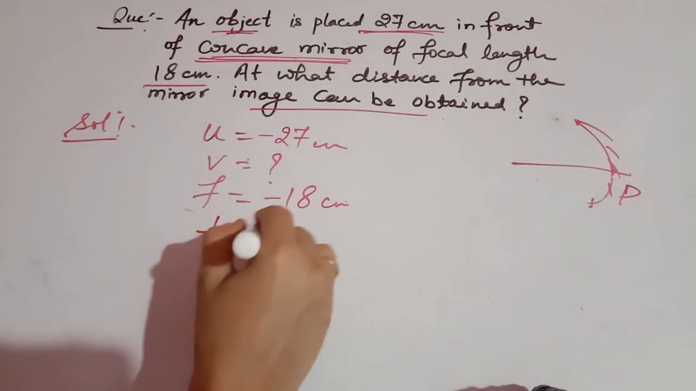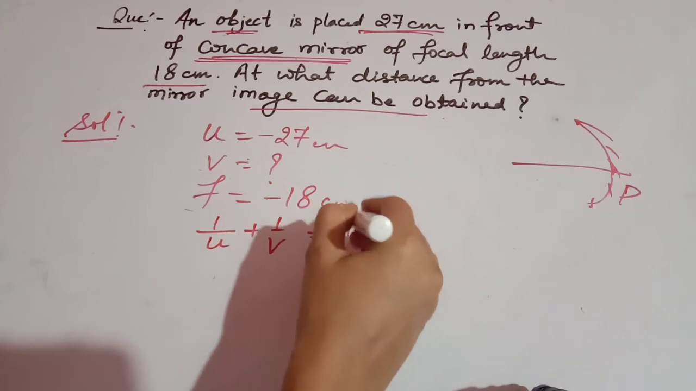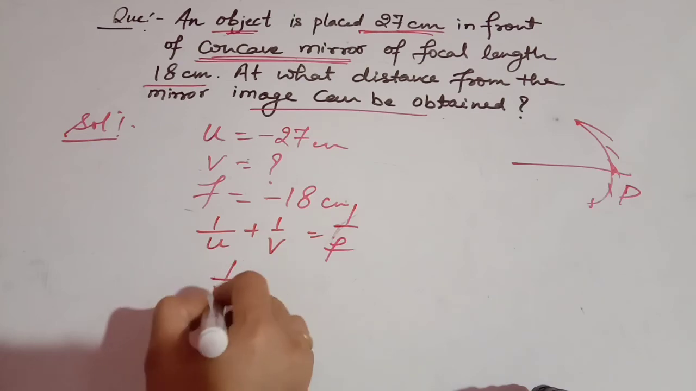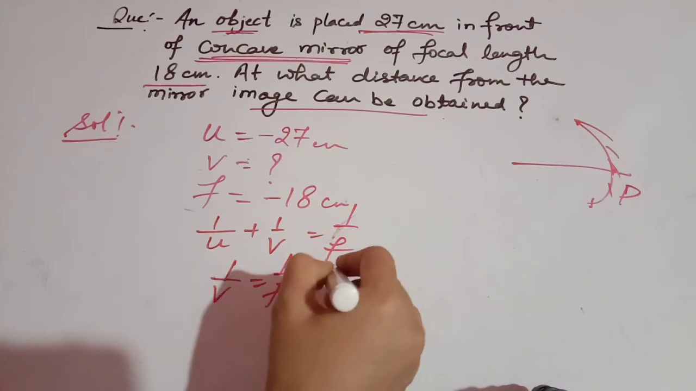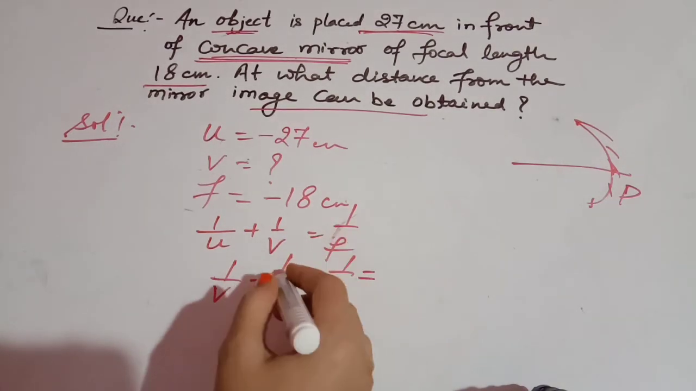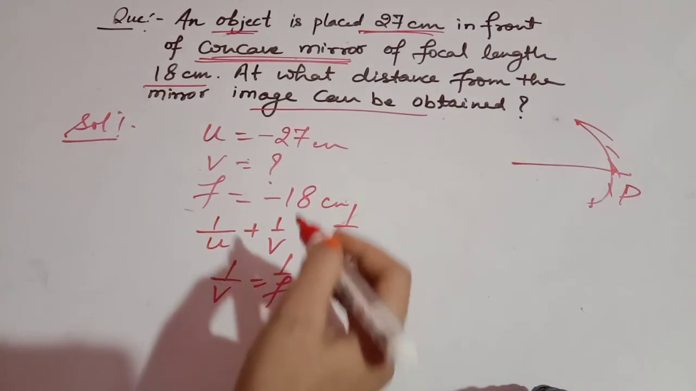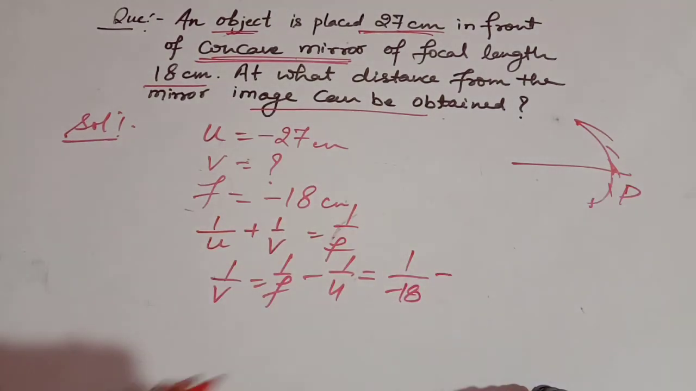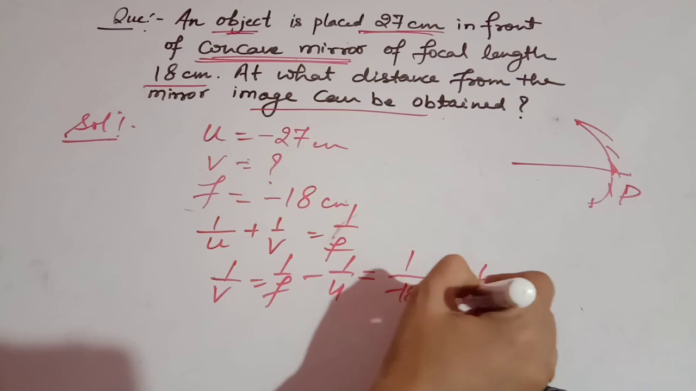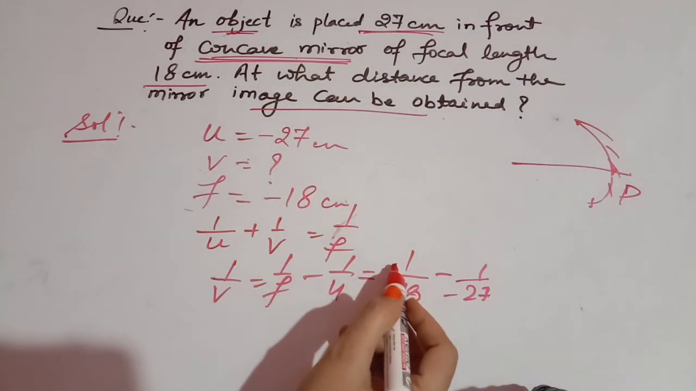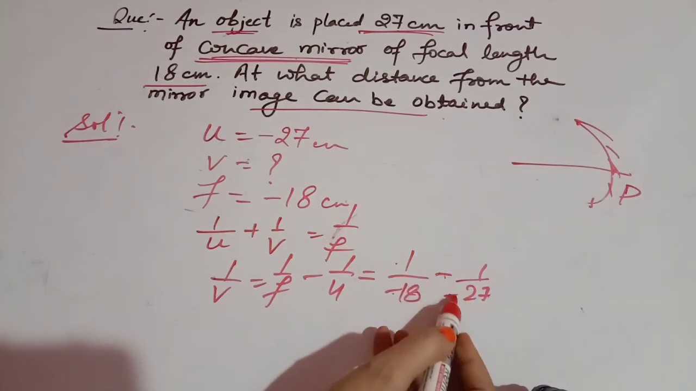1 by U plus 1 by V is equal to 1 by F. We have to find 1 by V, so it will be 1 by F minus 1 by U. Put all the values here and solve it. What is the value of F? It will be 18. So 1 by minus 18 minus 1 divided by minus 27. Just this minus we will take as numerator, and this minus and minus will be plus.